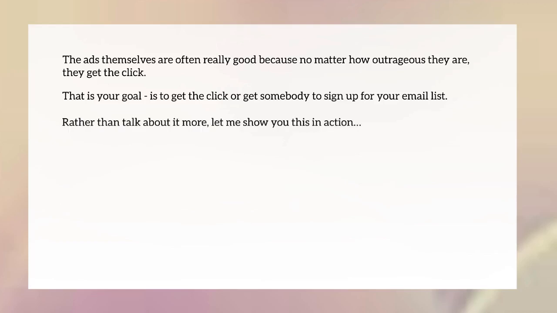So rather than talk about this more, it's going to be easier if I show it to you in action. So let's head on over to the computer and I'm going to show you a news station website and other websites where you can find these advertorials to understand how to invoke the powerful emotion of curiosity.